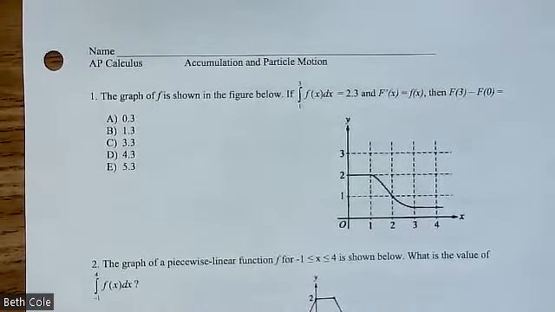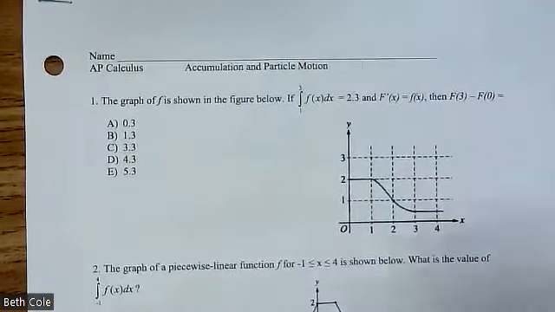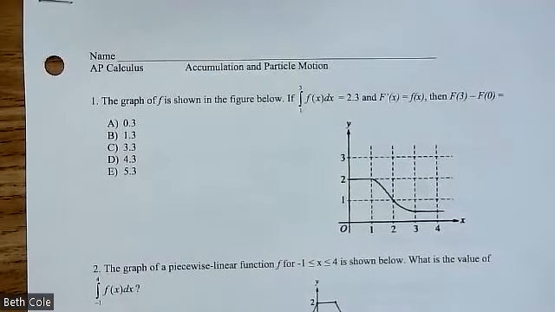All right, the graph of f is shown in the figure below. It says the integral from 1 to 3 is 2.3, and then they give you a whole bunch of other stuff. Kind of skip that. They're going to throw information at you left, right, and center to try and knock you off balance. Figure out what they're actually asking you for.